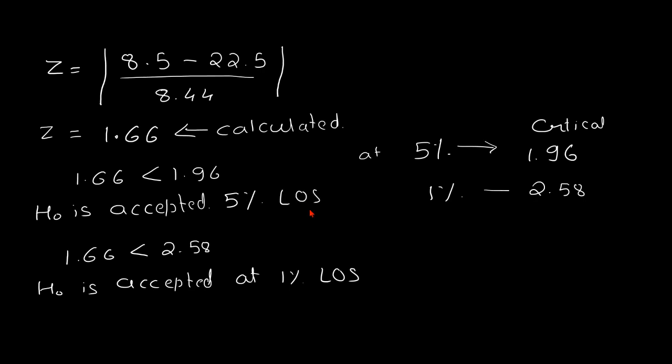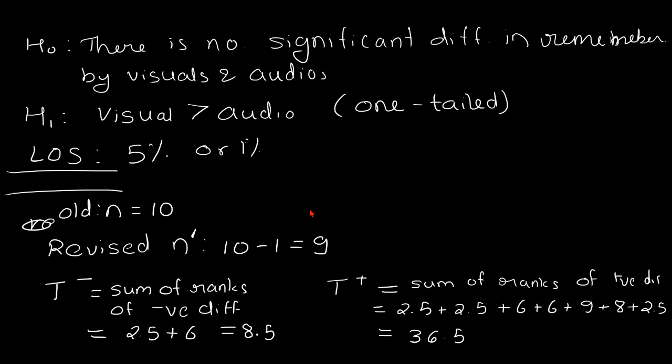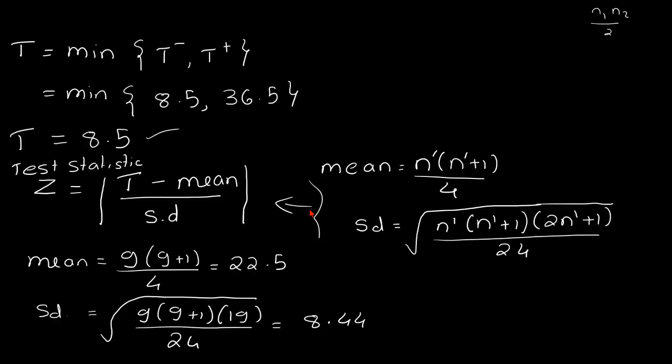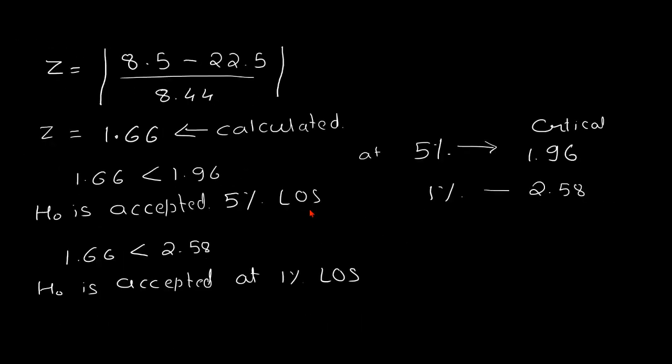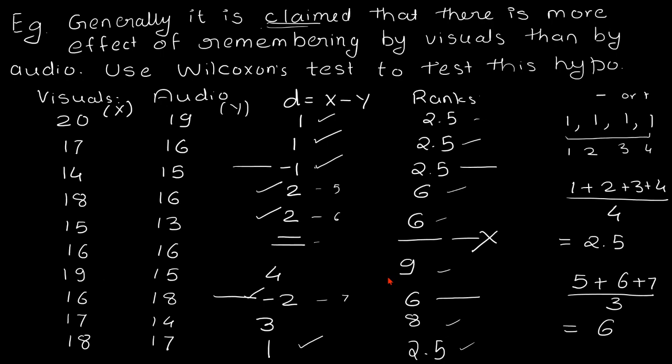So my conclusion is what? H naught, what was my H naught? There is no significant difference in remembrance by visuals and audios. So this statement is being accepted. So this is how you solve by Wilcoxon's signed rank sum test. I'll just give a quick review of this.